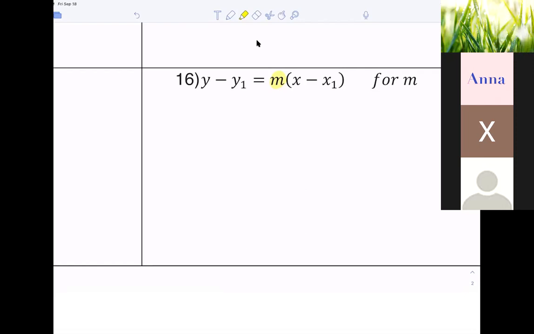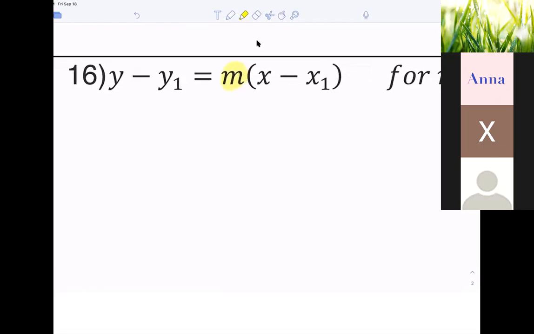Notice, and William, this is for you, that the m and the x minus x1 are held together with what operation? With multiplication, whoever said that. Thank you. They're held together with multiplication. So how am I going to undo a multiplication? Divide. If you want to distribute, you can distribute. It's just going to take more time. We're isolating the m by dividing by x minus x1. So I want everybody to say m equals y minus y1 over x minus x1. That's what we're doing.